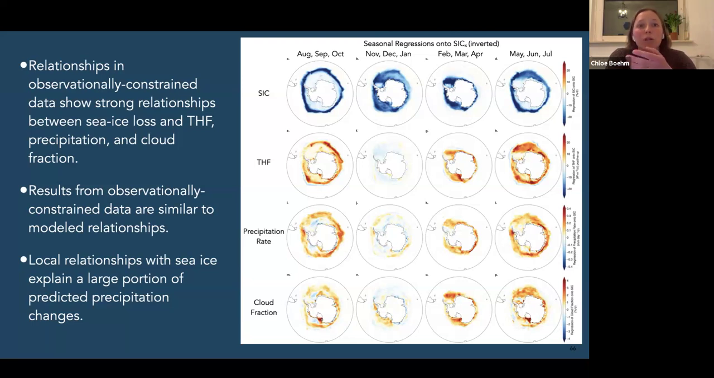And that if we see more of those, and as we have seen in the last couple of years, it would be expected to then see more changes in the atmosphere going forward.